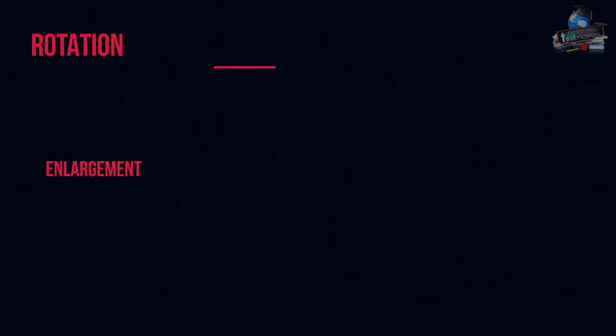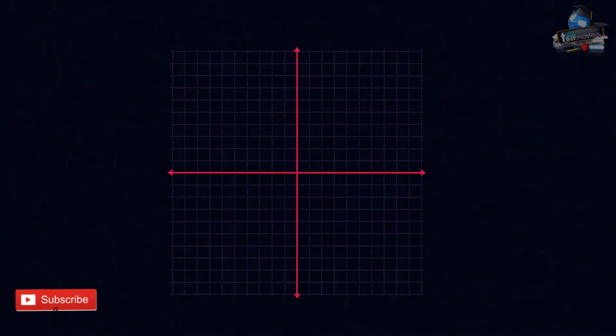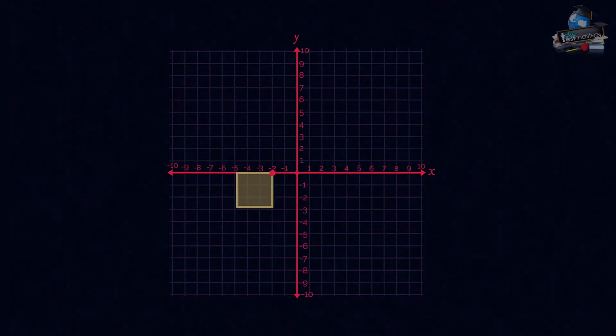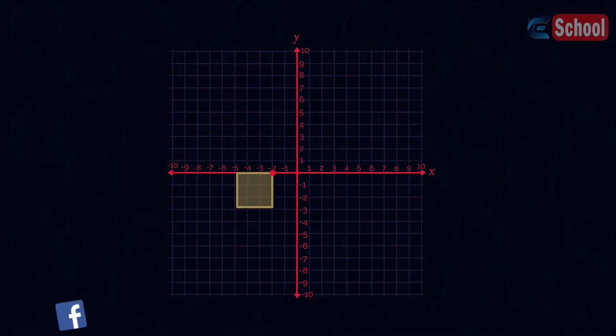In this video, we're going to look at rotation. Rotation involves turning a shape around a set point. This point is called the center of rotation. A shape can be turned a quarter turn, a half turn, or 3/4 of a turn, clockwise or anti-clockwise. However, no matter how many turns a shape undergoes, the center of rotation and the shape will always be the same distance apart.